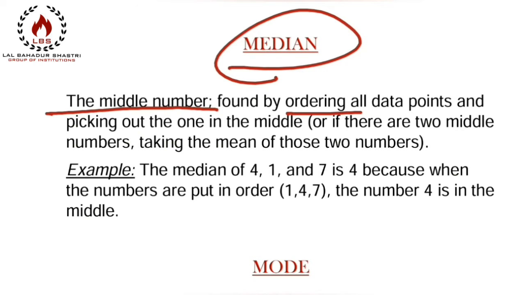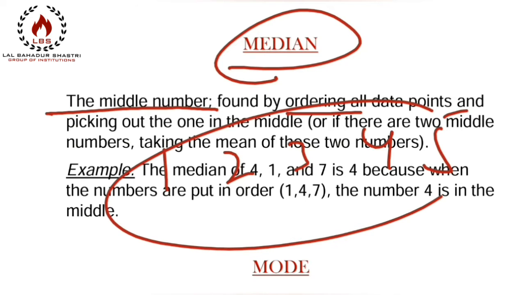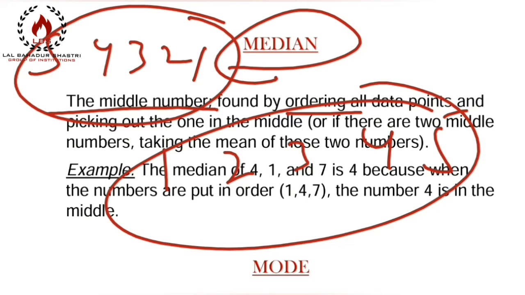Ascending मतलब lower to higher. 1 2 3 4 5, this is ascending order. ठीक, this is ascending order. 5 4 3 2 1, this is descending order. So before finding median, you have to arrange the data in ascending or in descending order, and then the middle value of the data set will be your median.